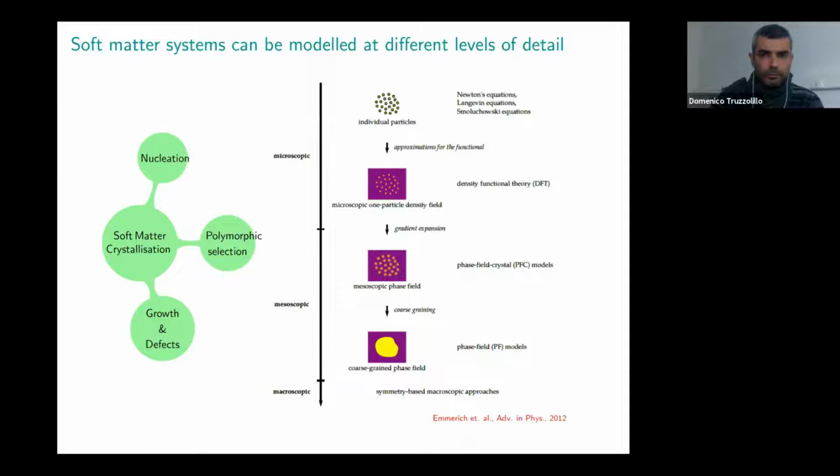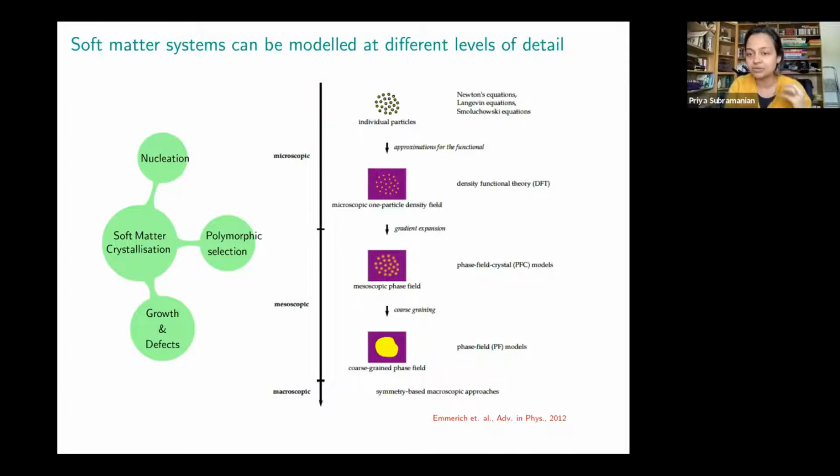And that gives us this mesoscopic phase field crystal model. That is a nice level of mesoscale approximation, because in the next slide, we'll talk about how much it costs computationally to really explore what happens in a phase field crystal system, as opposed to, let's say, individual particles, molecular dynamics simulations, right?